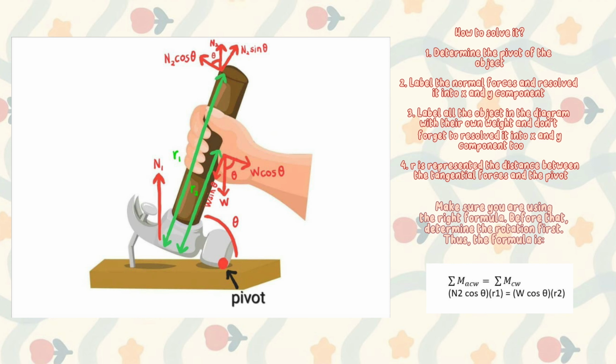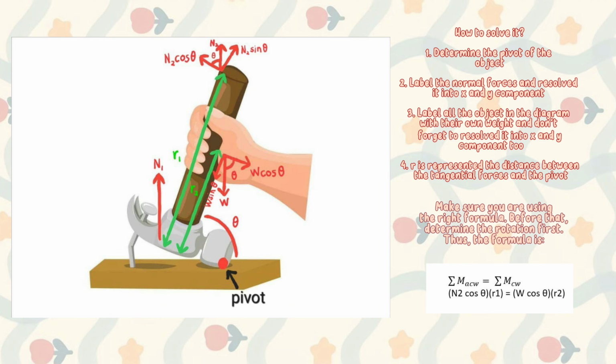Make sure you are using the right formula. Before that, determine the rotation first. For N2 cos theta, it rotates in the anti-clockwise direction, while W cos theta rotates in the clockwise direction. Thus, the formula will be N2 cos theta multiplied by R1 equal to W cos theta multiplied by R2.